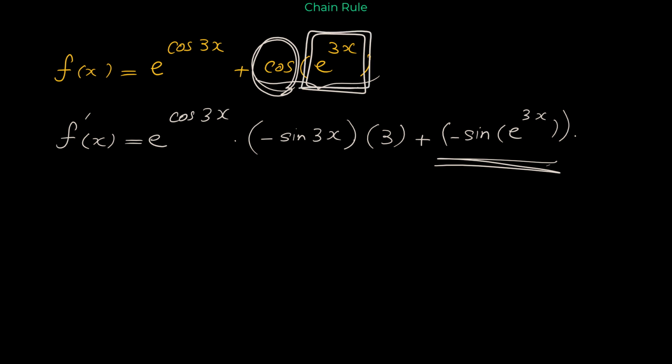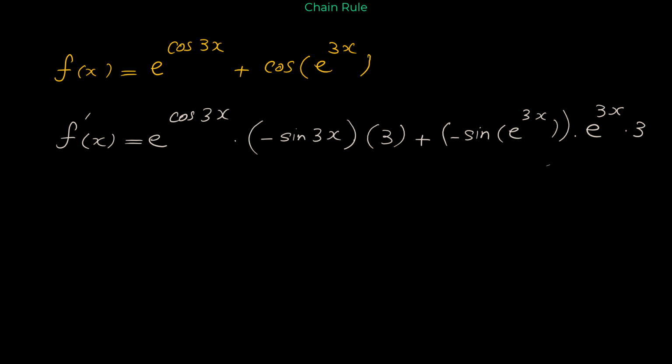What is the derivative of e to the 3x? The derivative of the exponential function e to the x is e to the x, so e to the 3x is e to the 3x. But attention, here we have some inside function and its derivative is 3. And this completes the solution of this question.